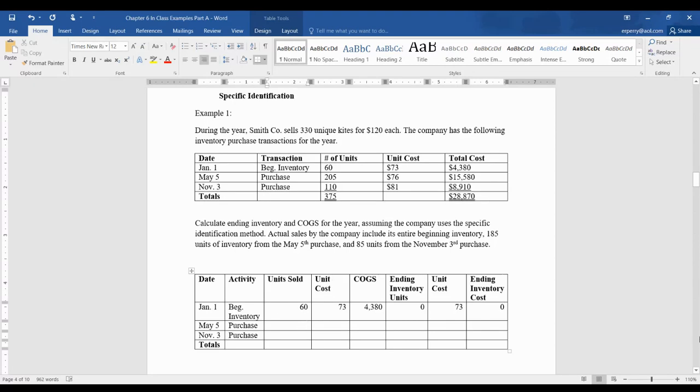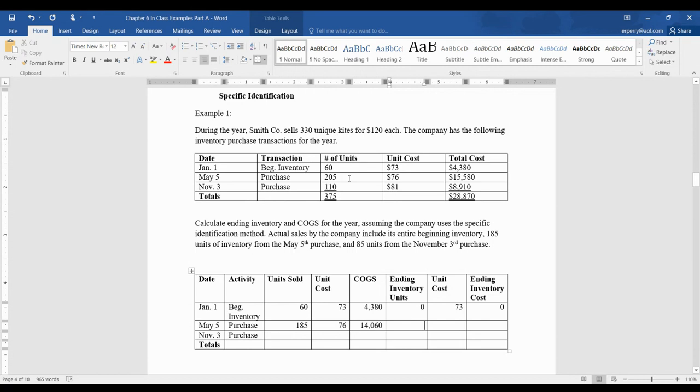We purchased 205 units of inventory at $76 a unit. The problem tells me that of that bucket, we sold 185 units. Okay, 185 units, and we paid $76 per unit. 185 times 76 gives me a cost of goods sold of $14,060.